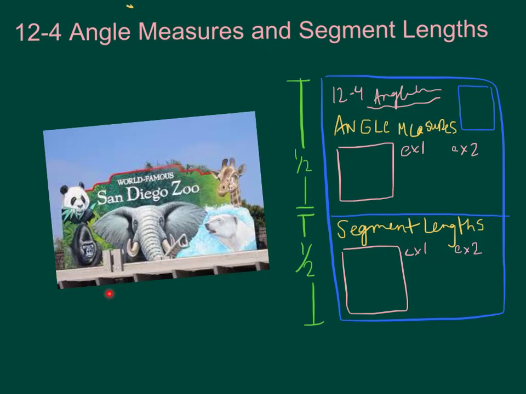Today's notes are again brought to you by the world-famous San Diego Zoo, and our note titles are 12-4, Angle Measures, and Segment Lengths. Again, it doesn't really look like it, but this is half of the page. We're going to take half of our notes on angle measures with 2 examples, and then half of our notes on segment lengths with 2 examples. And a reminder that you need 2 markers for these notes.